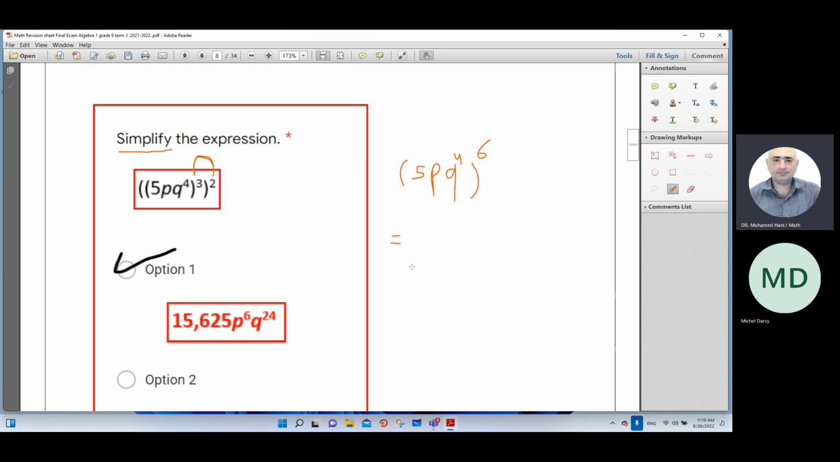Then we can distribute the power to all the elements here. So 5 to the power 6, then p to the power 6, then q to the power 4 times 6. 4 times 6 will be 24. 5 to the power 6 means 5 multiplied by itself 6 times. We will get 15,625, and p to the power 6 and q to the power 24.